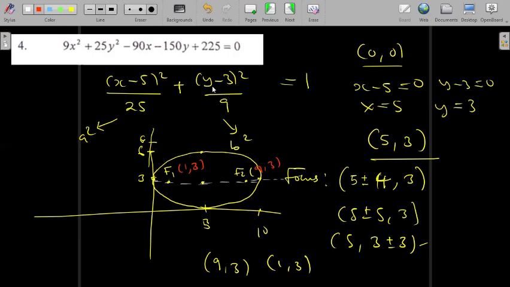Let's then look at... So we might not even answer most of these questions here today, because I want you guys to really understand the concept. Let's look at the hyperbola now.